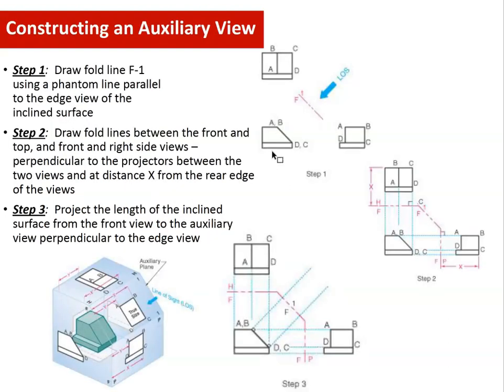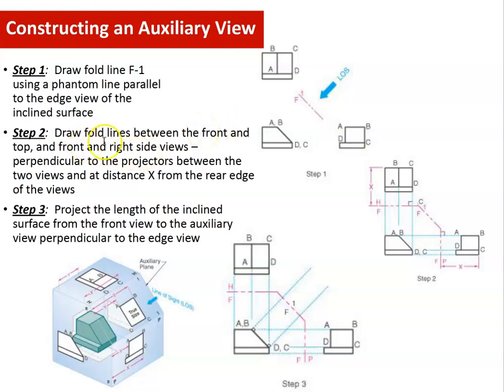Okay, so constructing an auxiliary view, the first step is to draw a fold line. And I told you, you make this fold line parallel to your inclined edge. So this is parallel. This is your fold line. You have 2 dashes and a long dash, long dash. So it's very different compared to the center line or to the hidden line. So don't get confused with that. This is a fold line.